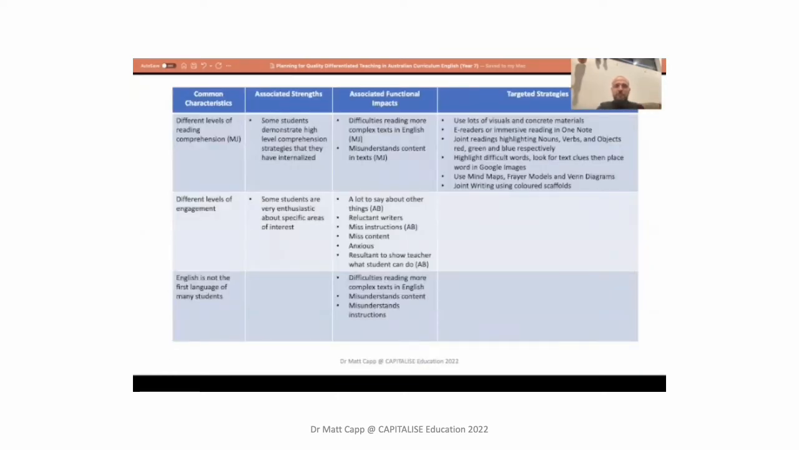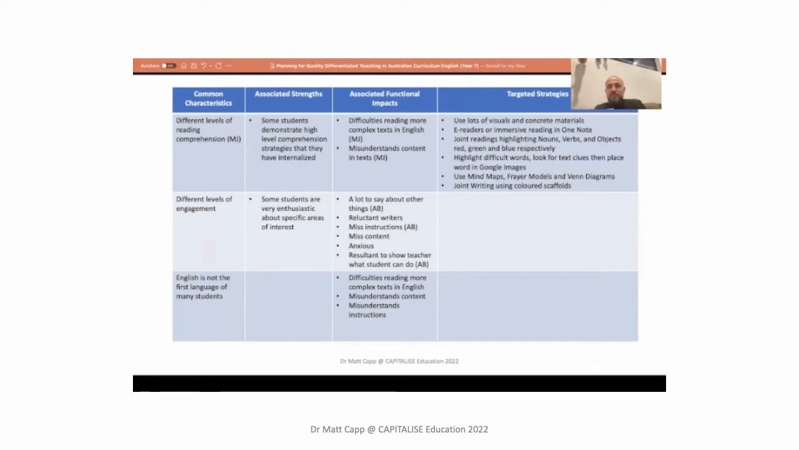So for students who have different levels of reading comprehension, where some students demonstrate really high levels of comprehension, and other students struggle with more complex texts and misunderstand the content in those texts, we could use lots of visuals and concrete materials. We could use e-readers or Immersive Reader in OneNote. We could do joint readings, highlighting nouns, verbs, and objects in different colors. We could highlight difficult words in text, and then look for contextual clues within that text. And if we can't find it, shoot that word into Google Images and have a look at what the word pictures are and come up with a definition together, create some mind maps, Frayer models, and Venn diagrams, or do some joint writing using colored scaffolds.